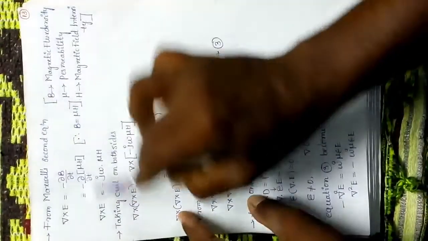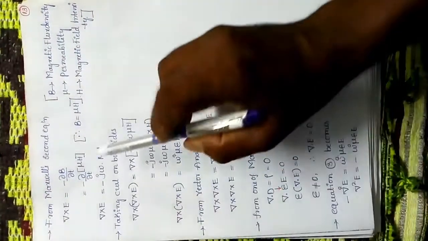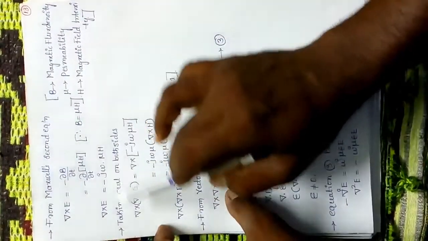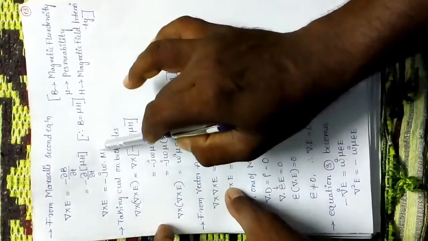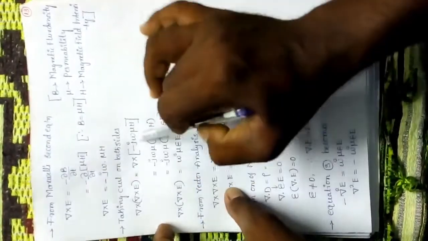This is the final expression for del cross E regarding Maxwell's second equation. Observe clearly: from this equation I am applying curl. That means taking curl on both sides, so del cross this term, del cross this term.